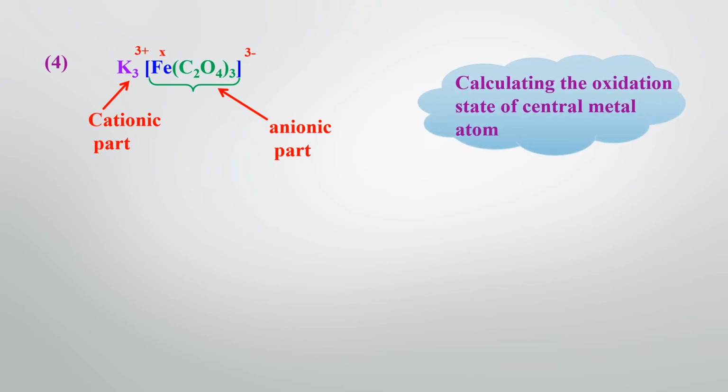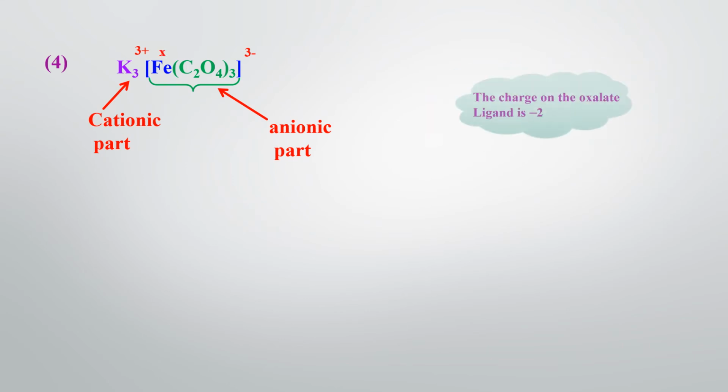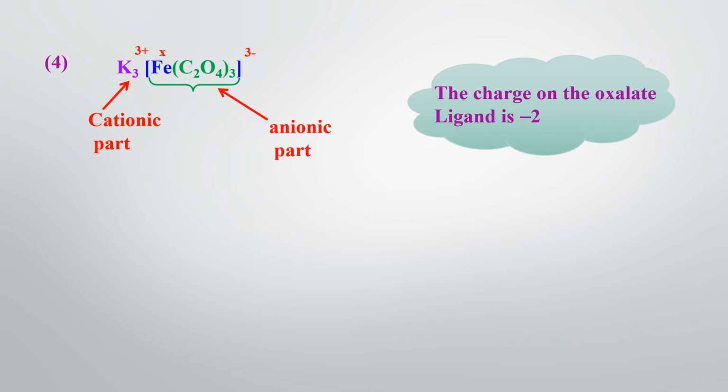Calculate the oxidation state. x plus the oxalate ion charge, which is minus 2. So x plus 3 into minus 2 is equal to minus 3, because the coordination sphere charge is minus 3. If you consider potassium, plus 1 into 3, at that time no need to take the charge on this sphere. Here we have left the potassium. So whatever the charge is on the sphere, that we have to consider.